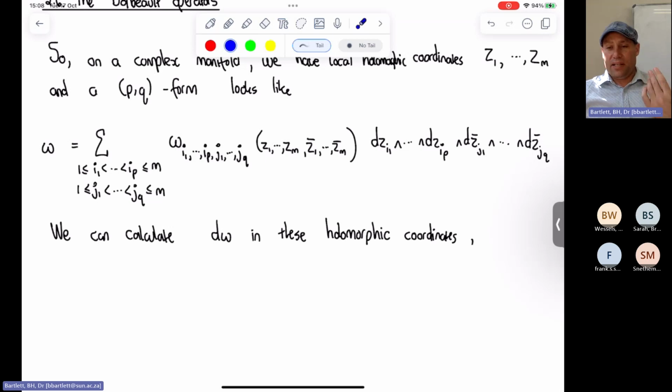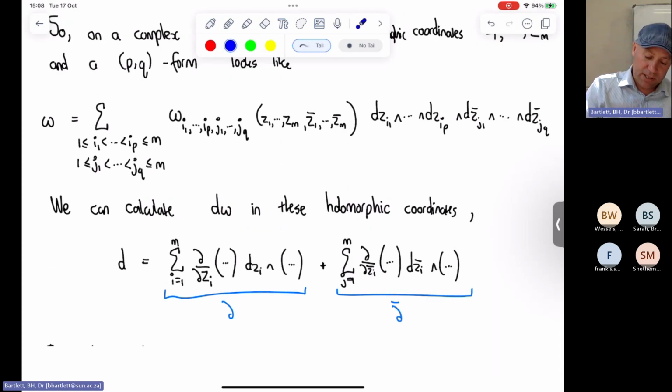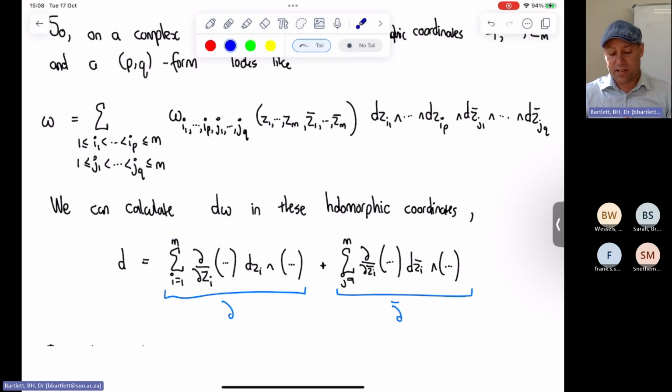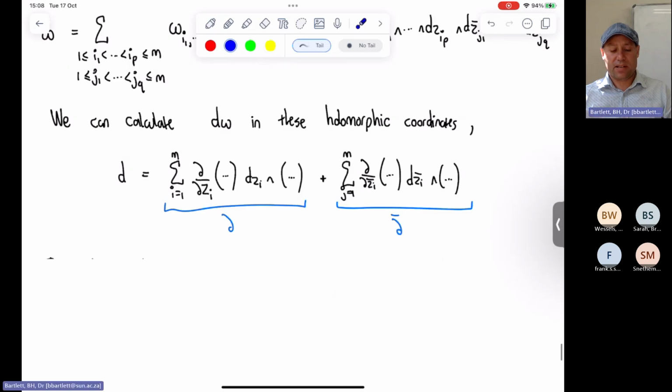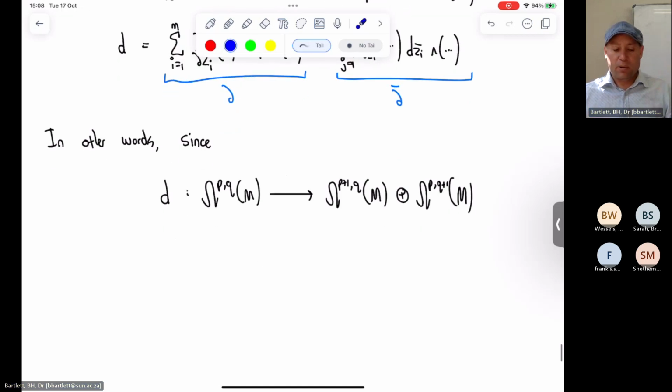And when I calculate d of omega, when I calculate the exterior derivative, you might as well use these holomorphic coordinate charts now. So then that's going to split up into the parts where you're differentiating in the z directions and the parts where you're differentiating in the z bar directions. Okay, so in other words, let's say it again in a different way.